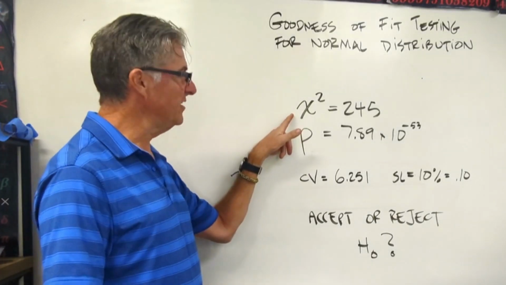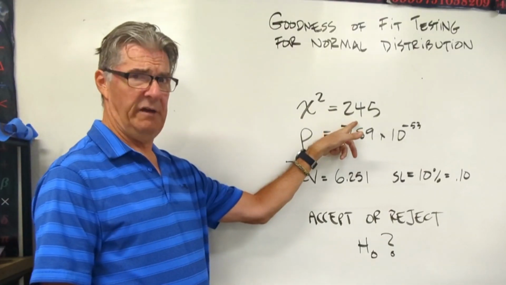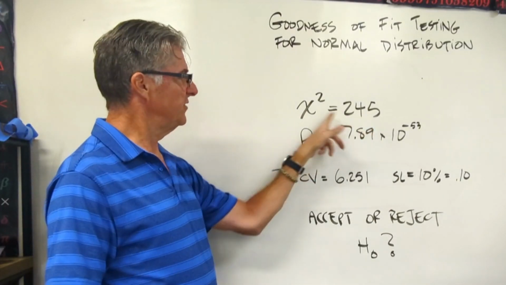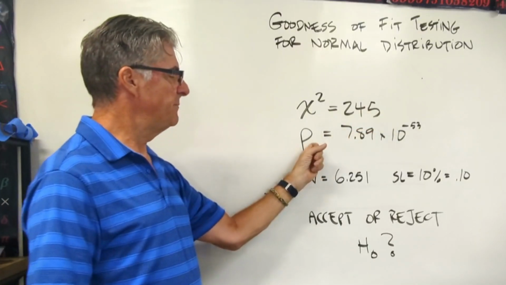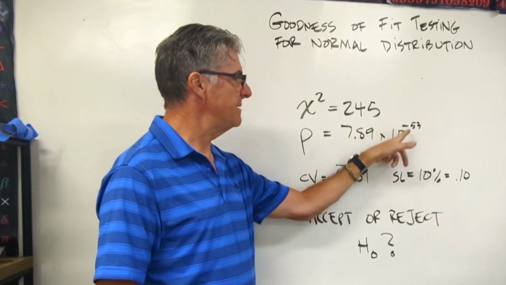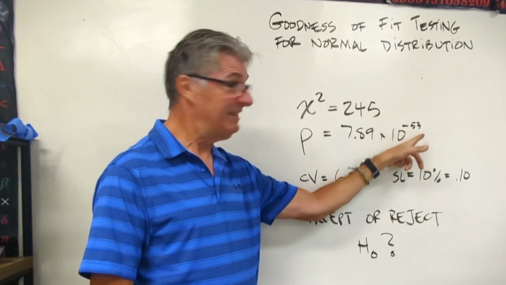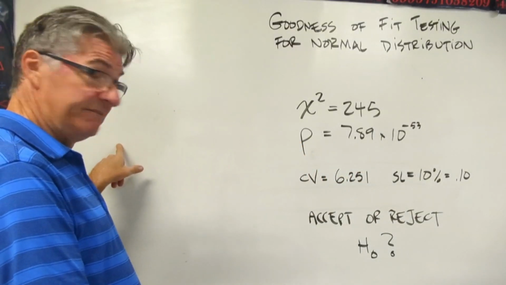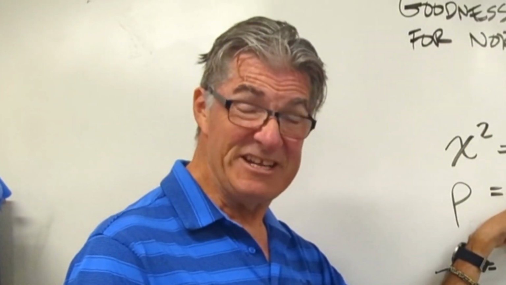Okay, we're at the end of this calculation. So when I go into my calculator for my chi-square, I get 245. Well, that's kind of a big one. I don't think we've gotten chi-squares this big before. So the chi-square is 245. My p-value is 7.89 times 10 to the minus 53. So that's like 53 decimal places that way. Okay, so this number is very, very tiny.